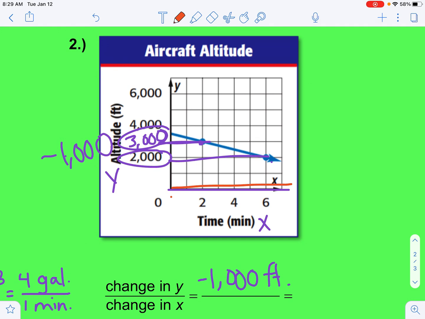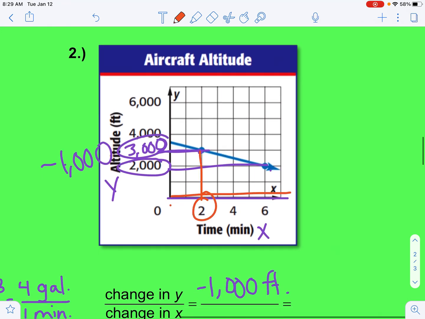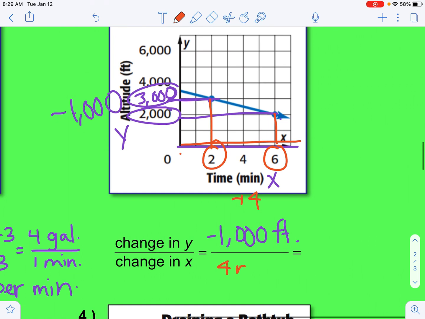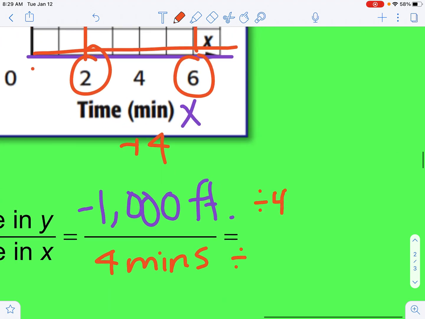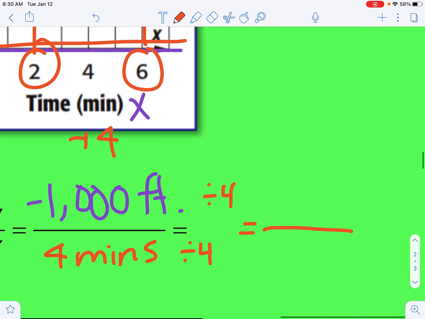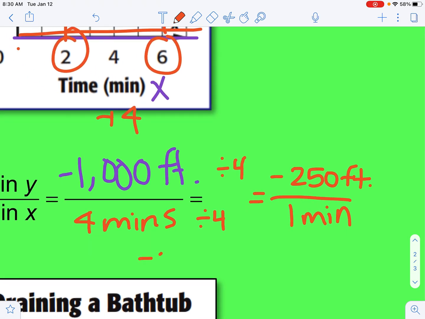So again, following our graph, our first dot is right here at 2. Then our second dot is at 6. So from 2 to 6, we are adding 4 minutes. And we know we can simplify both of those numbers. We can divide them both by 4. 1,000 divided by 4 gives us a negative 250 feet. And 4 divided by 4 is 1 minute. So our aircraft is going down 250 feet per minute or every minute.